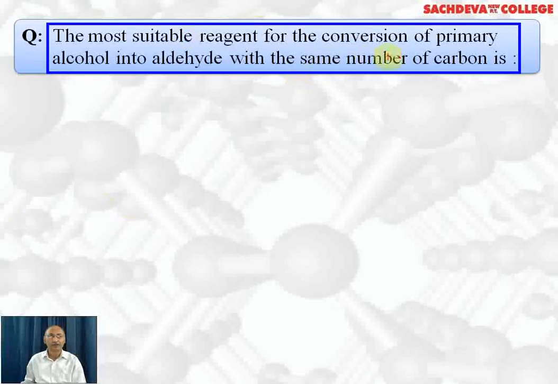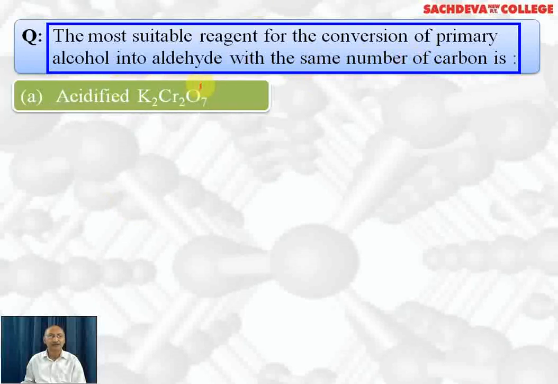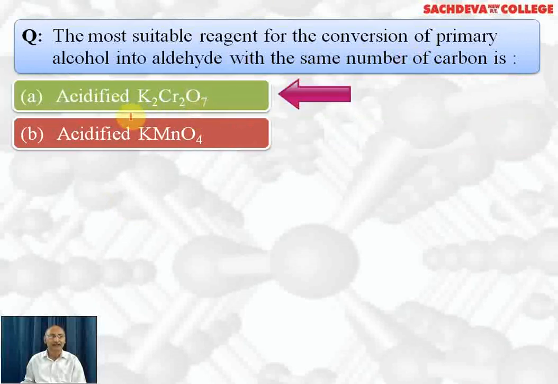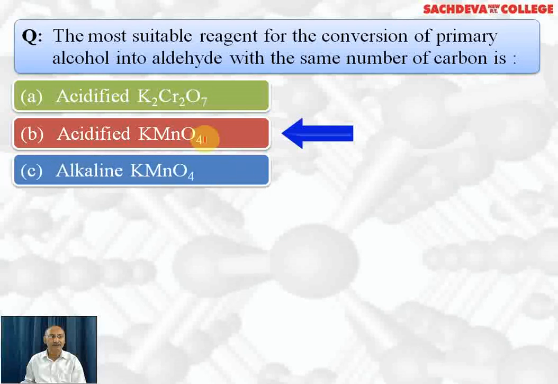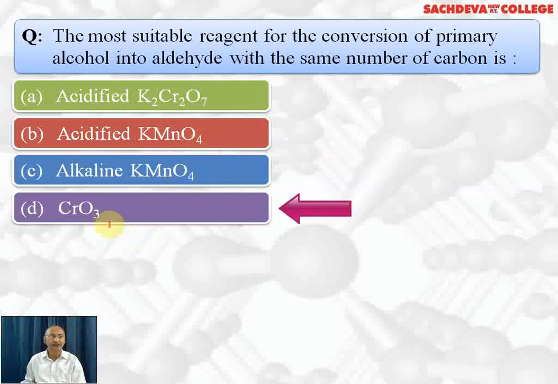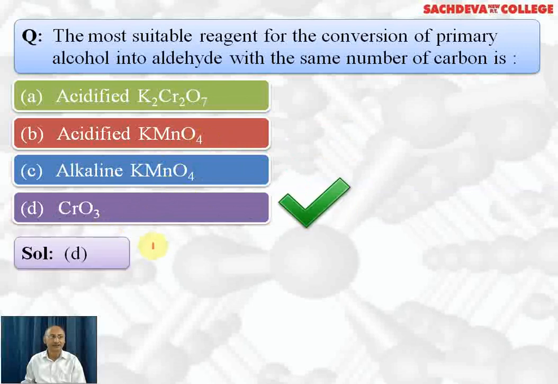The most suitable reagent for converting primary alcohol into aldehyde with the same number of carbon atoms: acidified K2Cr2O7 will convert it into acid. Acidified KMnO4 will convert it into acid. Alkaline KMnO4 will also convert it into acid. CrO3 can convert primary alcohol to aldehyde. D part is the correct answer.